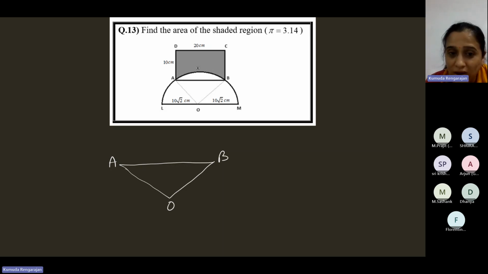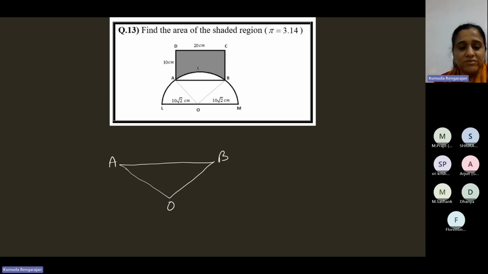The other thing is O lies on LM. LM is a straight line. All that will not be given; in 6th and 7th standard, that will be given. LM is a straight line and O lies on LM. The center of the circle lies on LM, so LM is a diameter. O is the center of the circle. That means this whole thing is a semicircle.